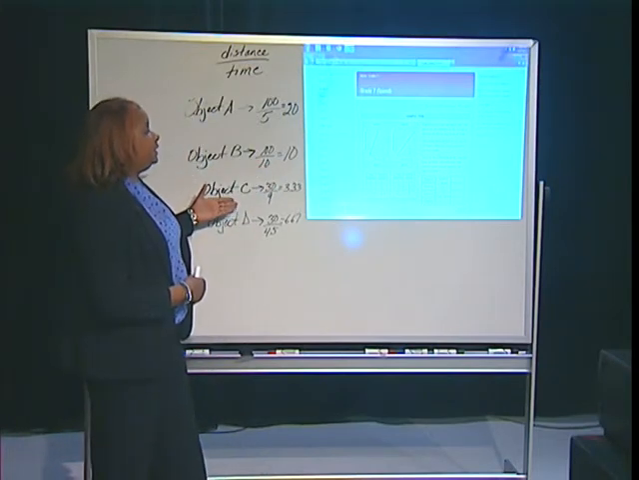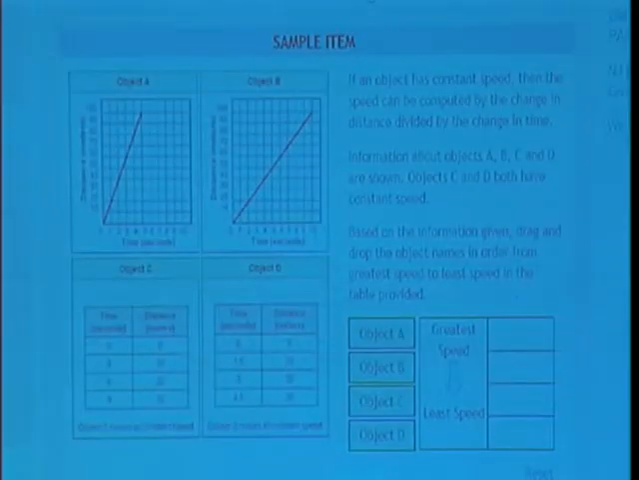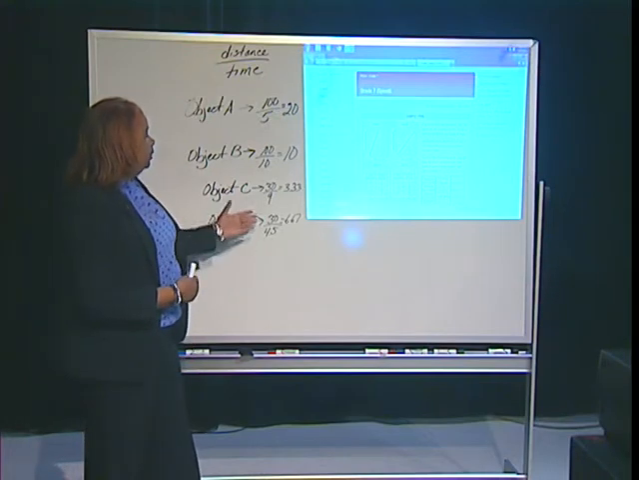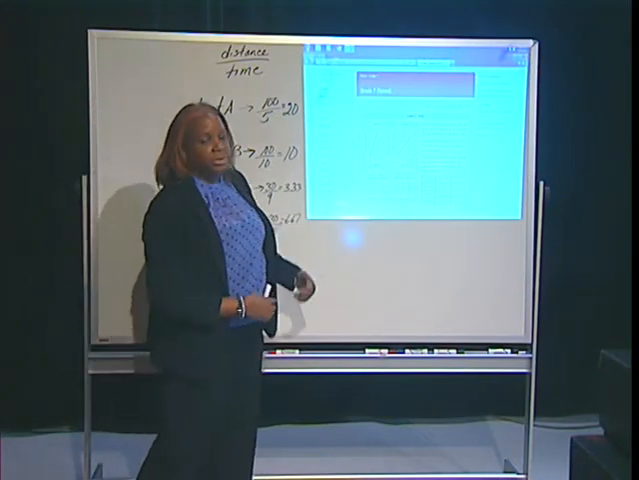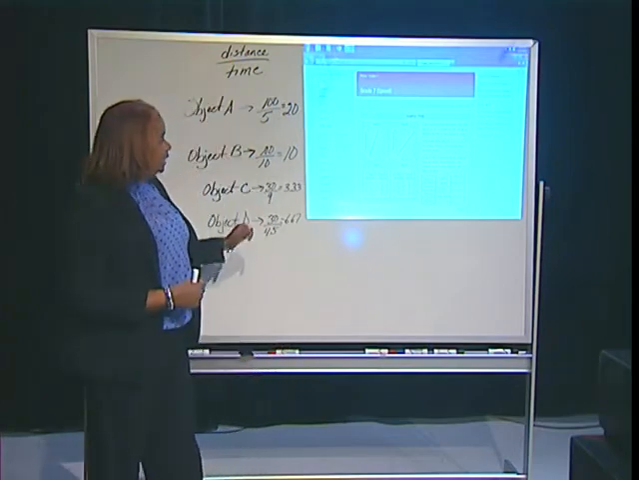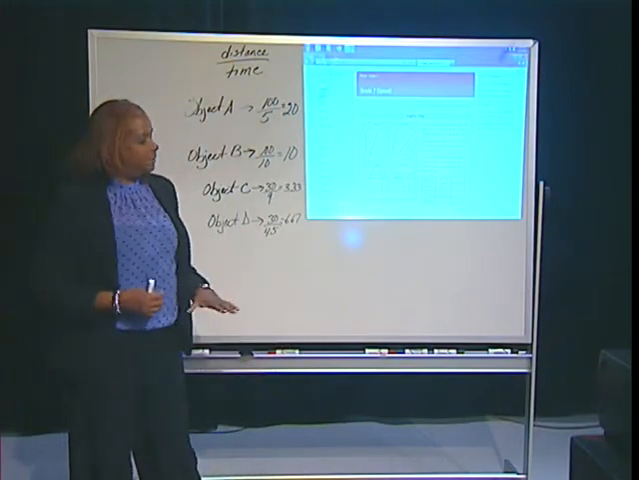Taking a look at the table where it says object C, this time I took the greatest of the information that they gave us. The time was 9, the distance was 30. When I took the distance and divided it by the time, 30 divided by 9, it gave me 3.33. That's continuous. I stopped after the 2 places.